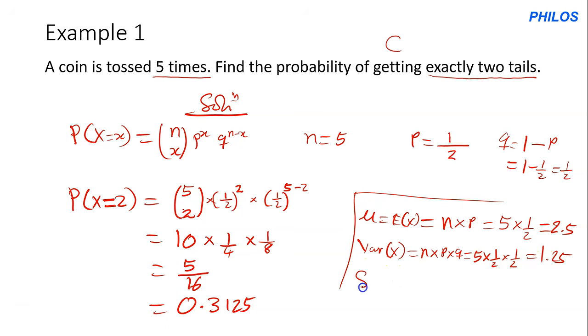If you want to find the standard deviation, then the standard deviation should be the square root of what you got for the variance. So the square root of 1.25 gives you 1.118. So the mean is 2.5, the variance is 1.25 and the standard deviation is 1.118. The question only asks for the probability of getting exactly 2 tails. So this is the answer, 0.3125. So let's proceed to the next question.